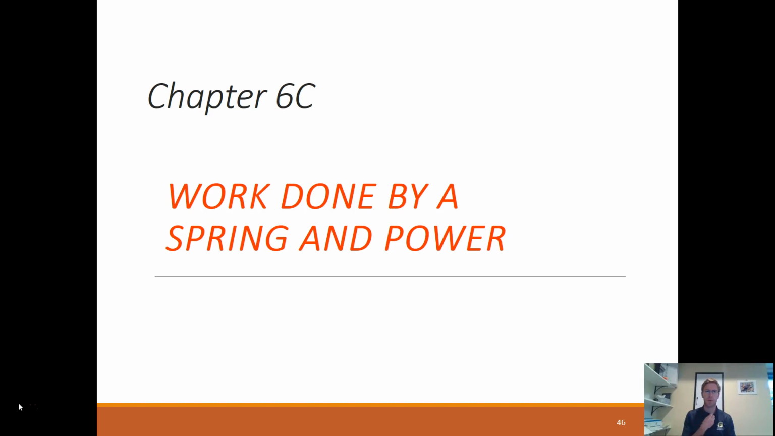I think it's important to introduce the idea of springs as they offer another conservative force that can be dealt with in terms of potential energy. So I'm going to introduce you to a little bit of information from Chapter 10, talk about springs and work done by springs and elastic potential energy, and then also talk about the concept of power.